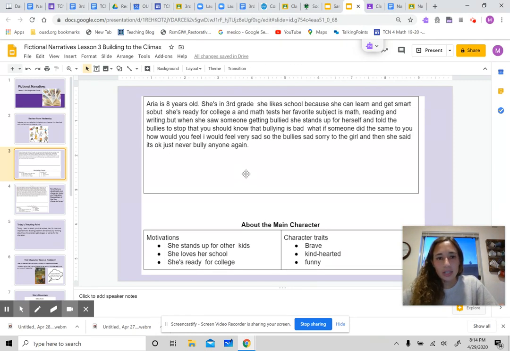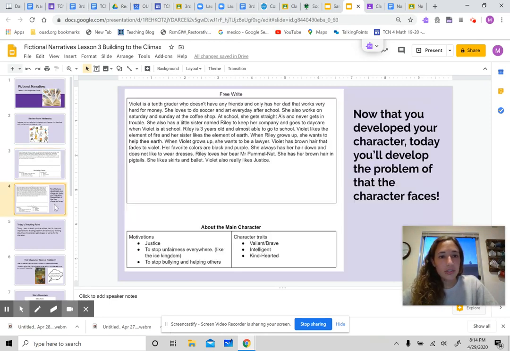I also like that this student used different character traits to describe that character, and hopefully they'll be able to bring them to life throughout their story. Here's another example, and I love how there's a lot of elaboration in the character development here about this character, Violet. So I'm not going to read all of this, but I am going to read part of the motivation.